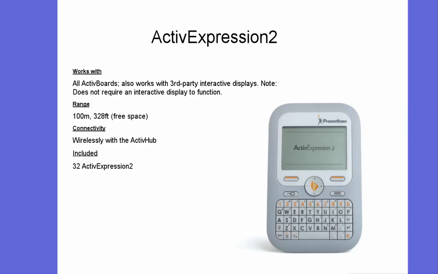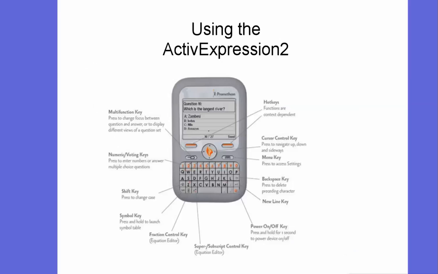Now let's look a little more closely at the actual device that your students are going to be using. Here you see a diagram of the Active Expression 2, and you see the different keys that are used on the actual device. If you notice, the most important ones are going to be your on and off key, which is in the corner here. These two keys right here, which are called hotkeys, are what your students are going to use to actually select and send their answers in. This round circle right here is basically your up and down arrows and your left and right arrows. That's going to allow the students to move from answer to answer.